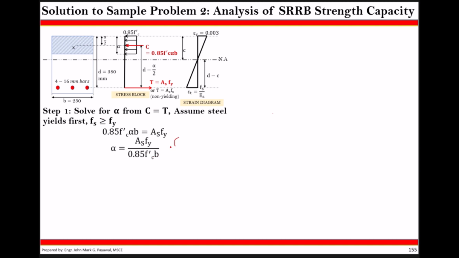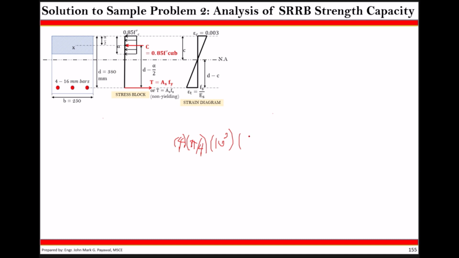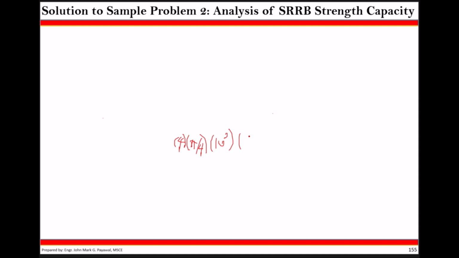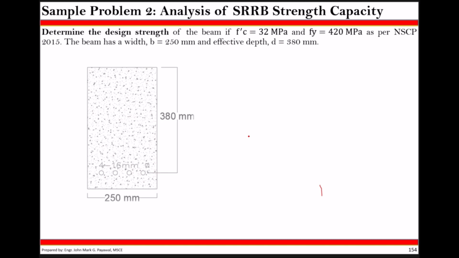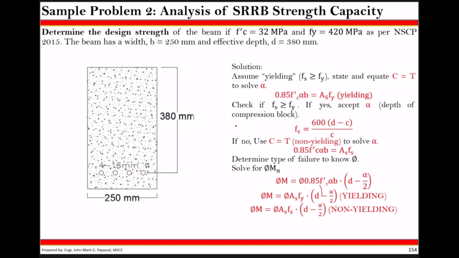Here, As becomes 4 times pi over 4. Please compute with me so you can verify if your answer later would be the same as my computed alpha. 16 squared. Fy here is given to be, let's just go back. I forgot. I'm sorry. So I think Fy here is 420 and Fc prime is 32.